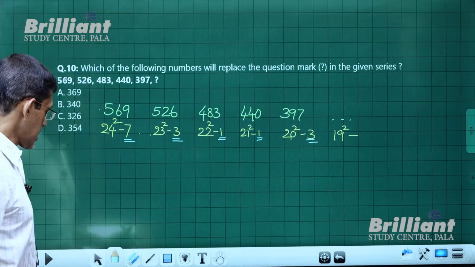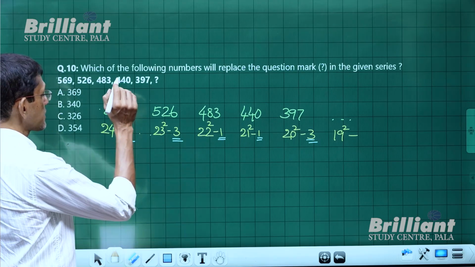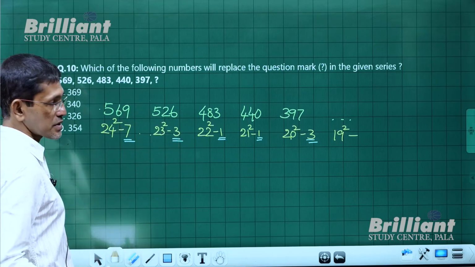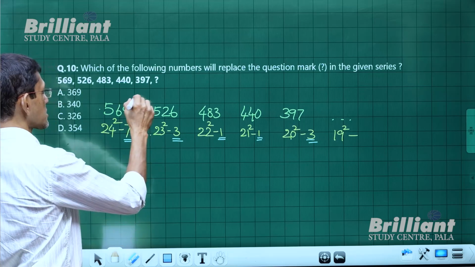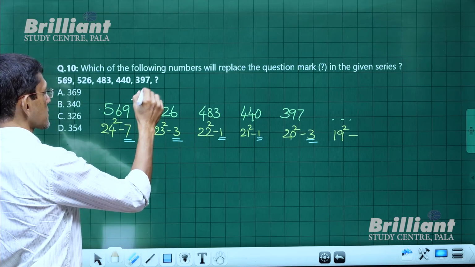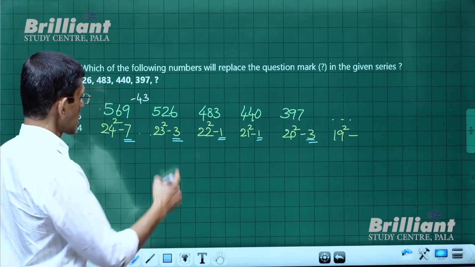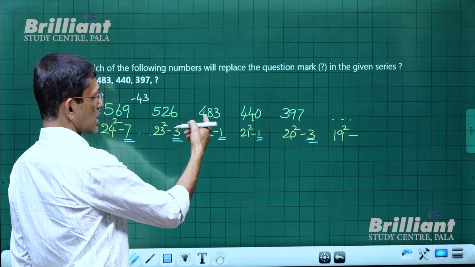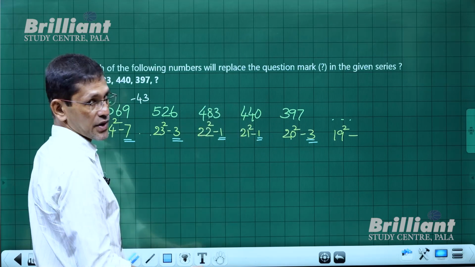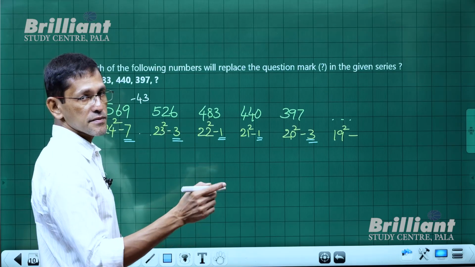clear. I'm pretty sure at least some of you have the answer by this time. So look at this, 569 and 526, you take the difference. 526 and 483, so this difference is minus 43. This case, 526 minus 483. Well, after 500 we have 26. Before 500 we have 83 plus 17, right? So 26 plus 17, 26 plus 10, 36 plus 7, 43.